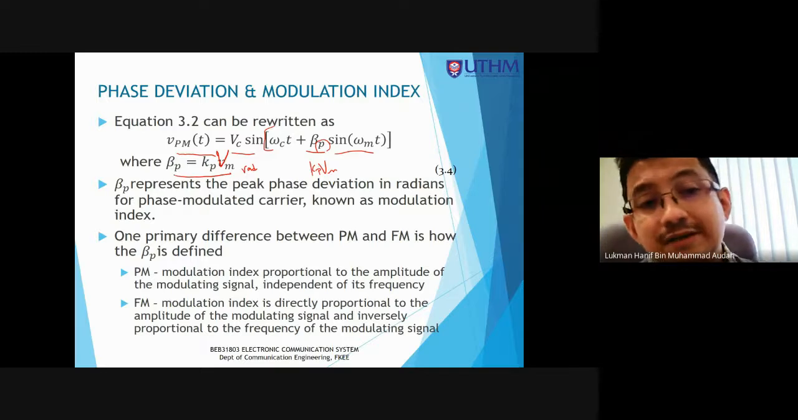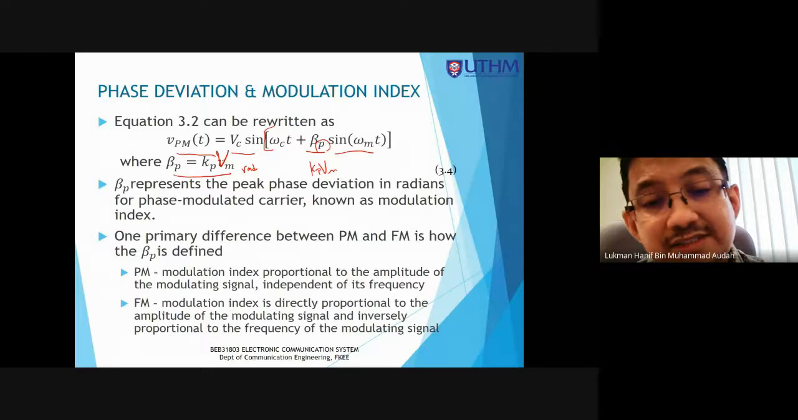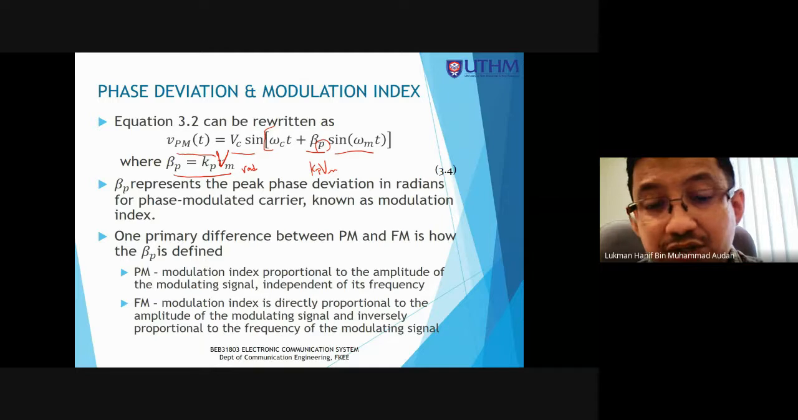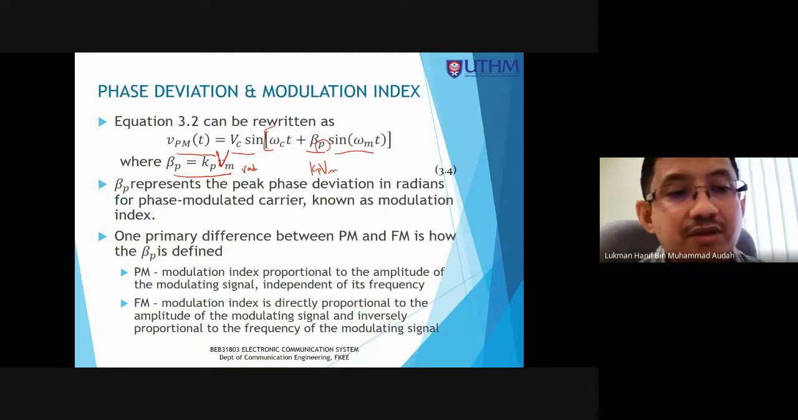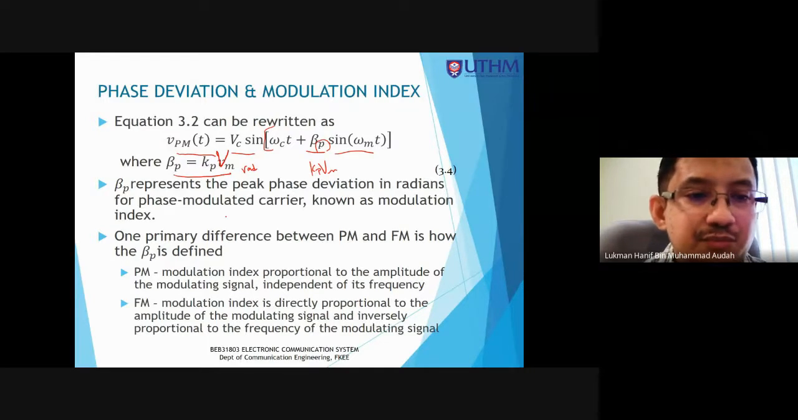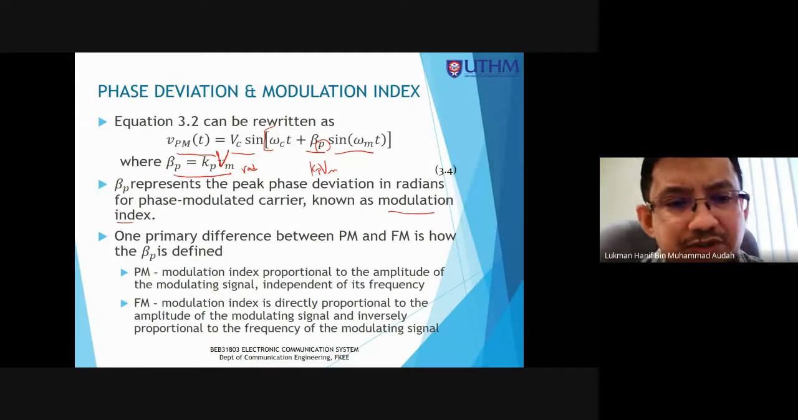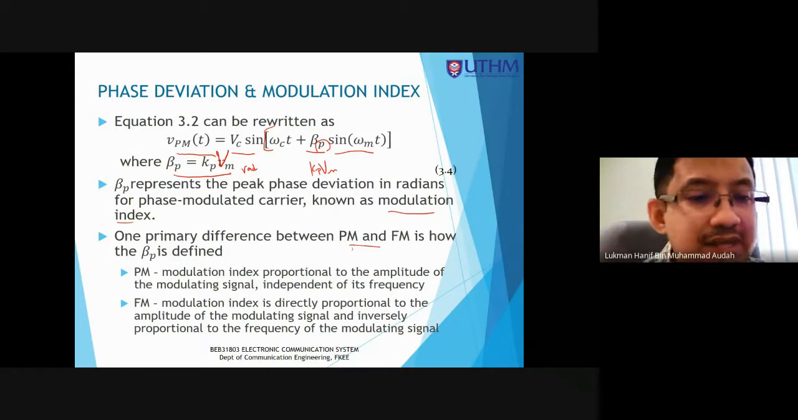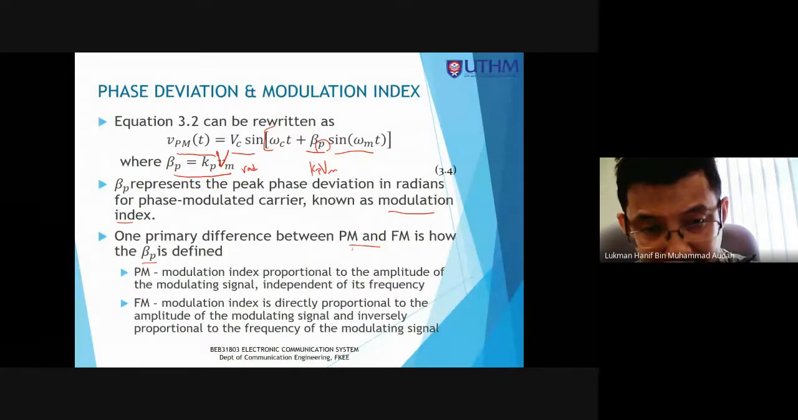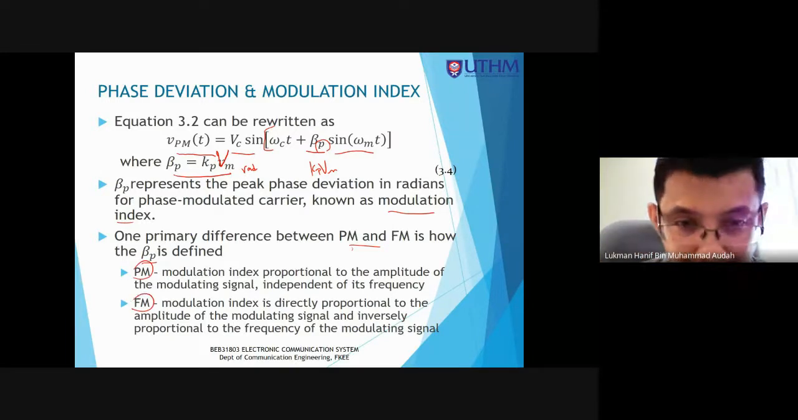Okay, unitnya adalah radian. So perhatikan, dia punya modulation index has a unit. Okay, modulation indexnya mempunyai unit iaitu radians. So it represents the peak phase deviation in radians for phase modulated carrier known as modulation index. So one primary difference between PM and FM is how beta P is defined. Okay. So kita akan lihat macam mana bentuk modulation index untuk PM dan juga FM.